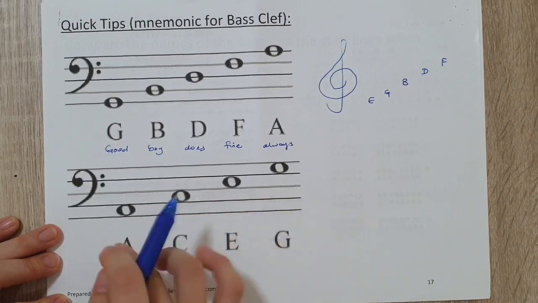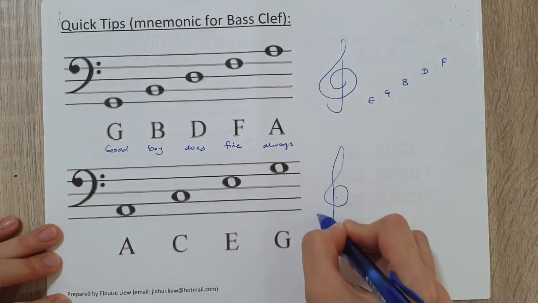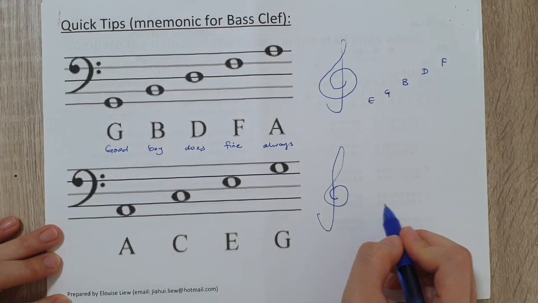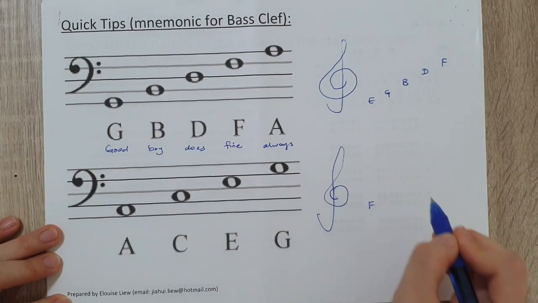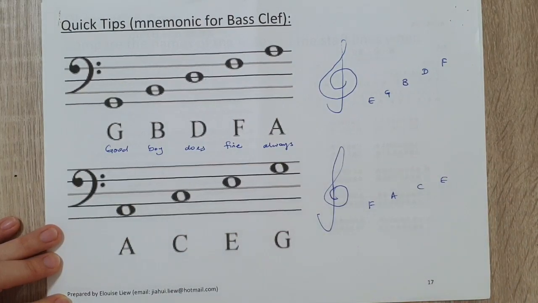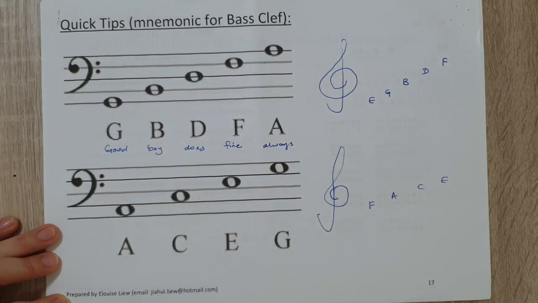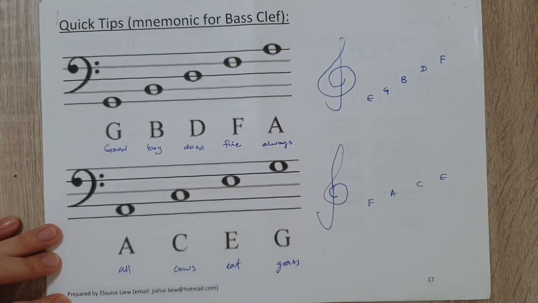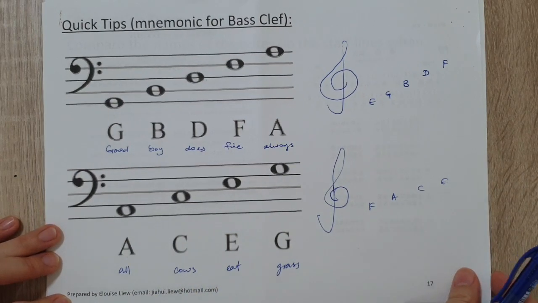And then when it comes to spaces, for treble clef, the notes in the spaces represent F, A, C, E. Whereas for bass clef, they represent A, C, E, G. So how do we remember? A represents all, C ows eat grass. All cows eat grass. Alright? Isn't it fun?